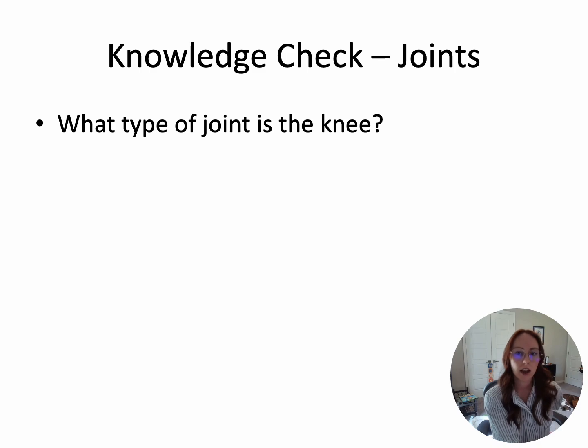Alrighty, so now let's check what type of joint the knee is. So the knee, giving a hint, is of course going to be a synovial joint. It's going to have that joint capsule and synovial fluid to help protect and lubricate the joint for movement. However, is it a hinge joint? Is it a ball and socket joint?